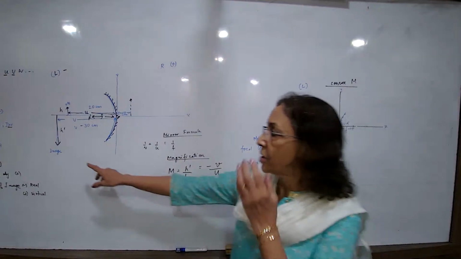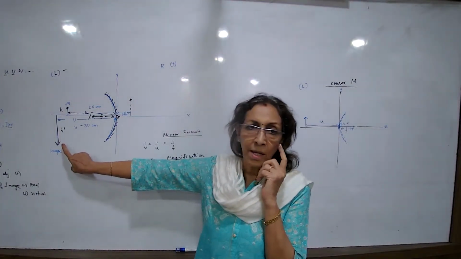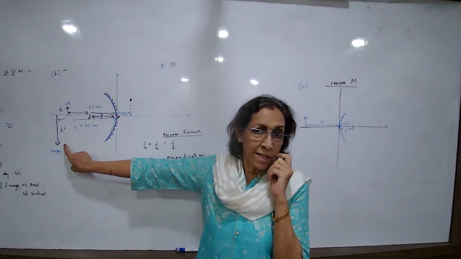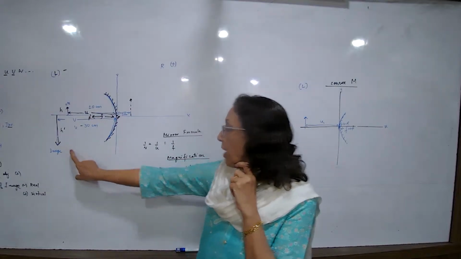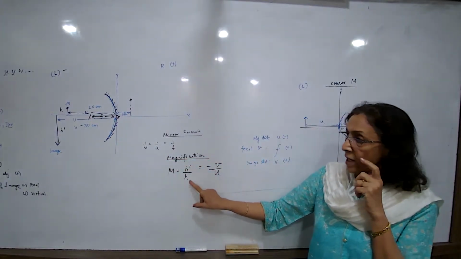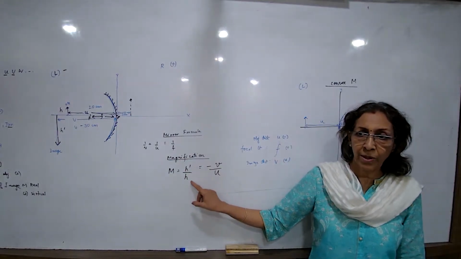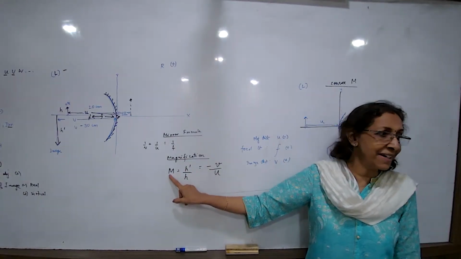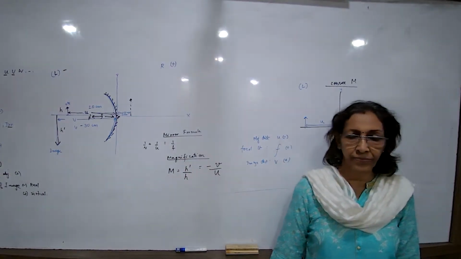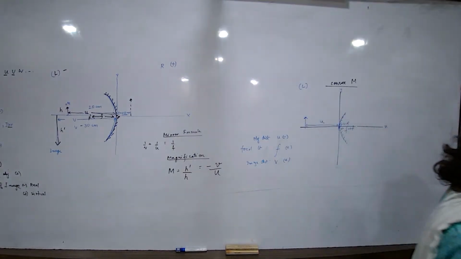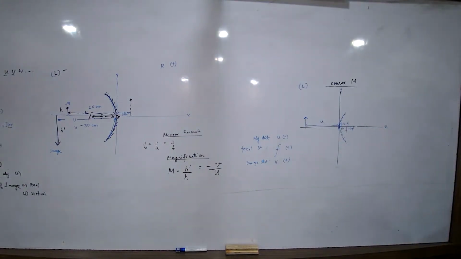Is this a real image? Look at the board. Is this a real image? Yes, because it is inverted. So if I put it here, h dash will be negative and h will be positive. So magnification will become negative. Underline. A positive sign shows that the image is virtual.